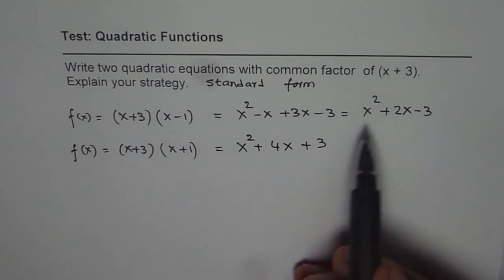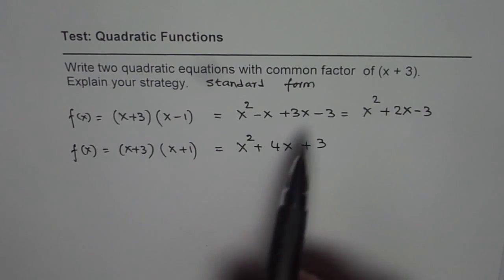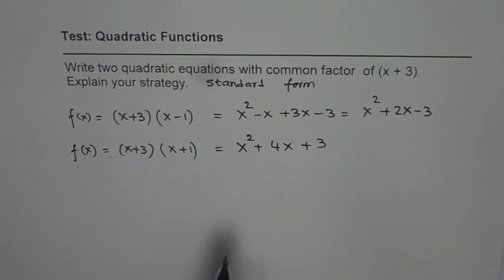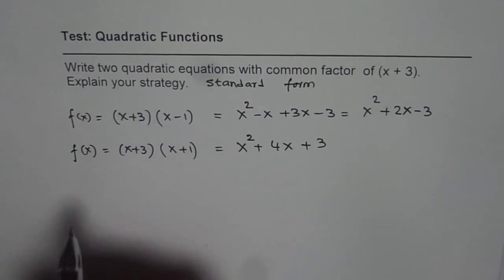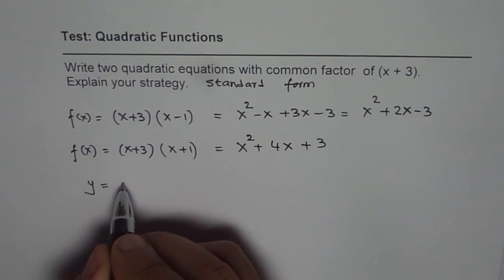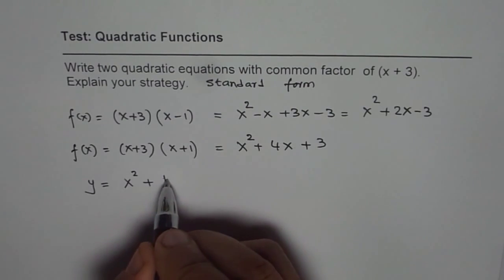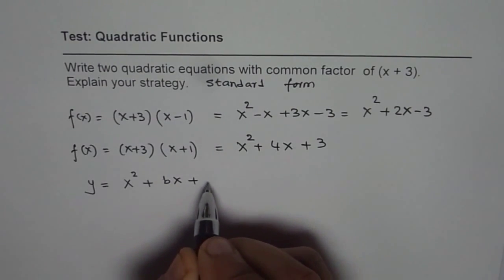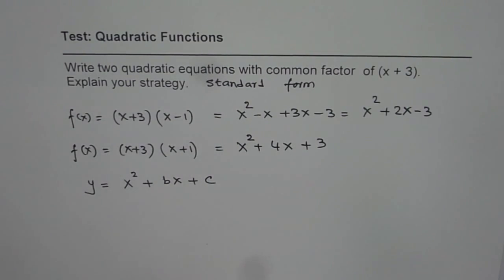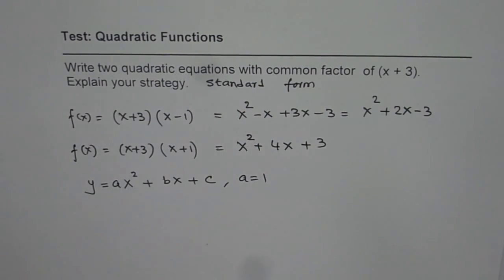So this is one way of getting to two quadratic equations which will have x plus 3 as a factor, correct? The other way is, let's look into the equation once again. So we say normally we want x plus 3. So we'll say let the equation be x squared plus, let's say, bx plus c, right? That is my general equation. I am using a equal to 1 for simplicity, right?